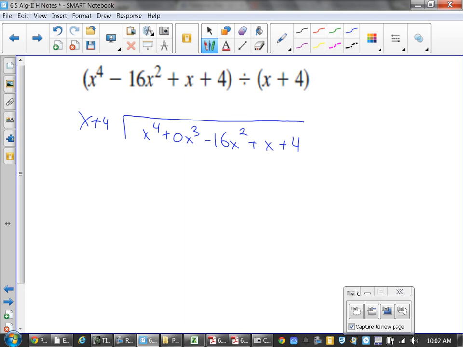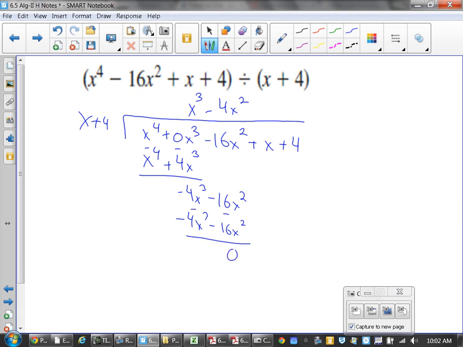All right. X into an x to the 4th, what do you multiply it by? X to the third. X to the 3rd, good. So I put it above the x to the 3rd. I get x to the 4th plus 4x cubed. I subtract it out. I have negative 4x cubed minus 16x squared. Now you're multiplying by negative 4x squared. So you have negative 4x cubed minus 16x squared. When you subtract that out, you have 0x squared, right?